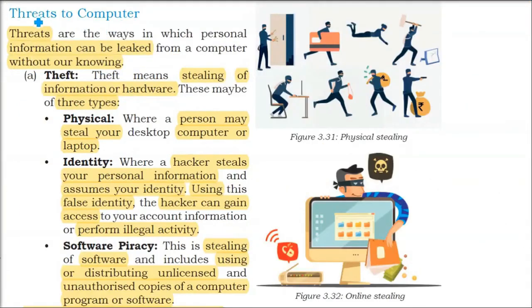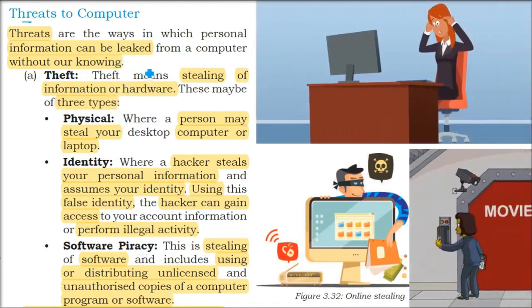Privacy. We talked about the threats. Threats are those things, those scenarios which can hurt us, probably, not every time. We talked about theft. Theft can be physical stealing. It can be someone stealing your identity. It can be piracy, using or distributing any software without paying any amount, that is software piracy.